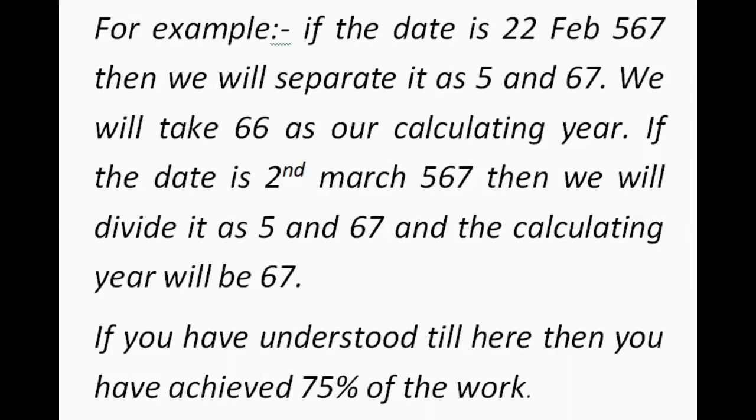If the date is the 2nd of March 567, then we will divide it as 5 and 67, and the calculating year will be 67. If you have understood till here, then you have achieved 75% of the work.